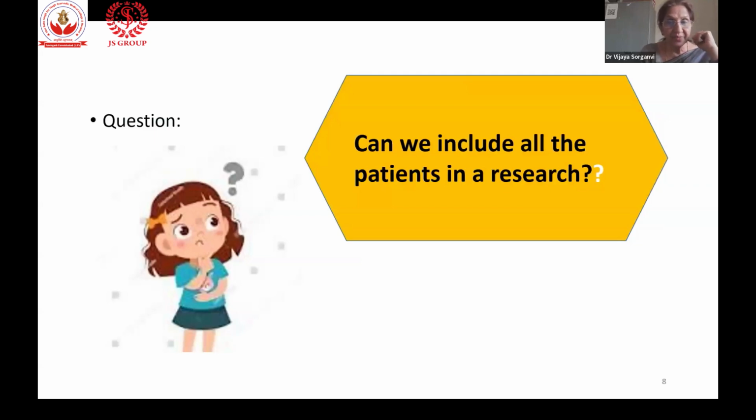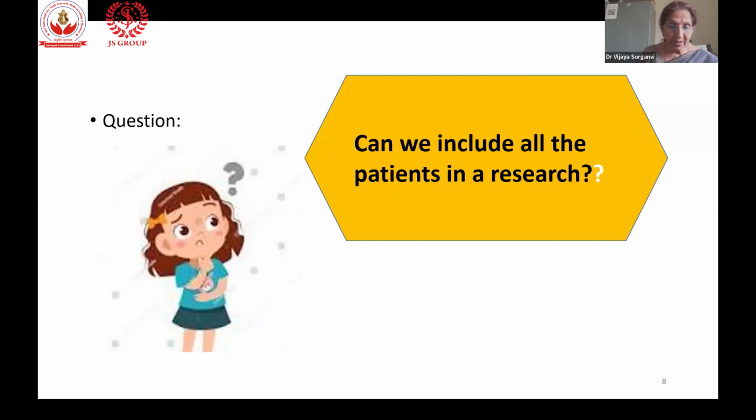Then we may think whether we can include all the patients in a research. Yes, we can include them, but when we have a very small size in the population, here population means not only a group of people but study elements. When we do research on animals, whichever animal we include in our research, like frog, cockroach or rats, that is our population. Study subject is called population.